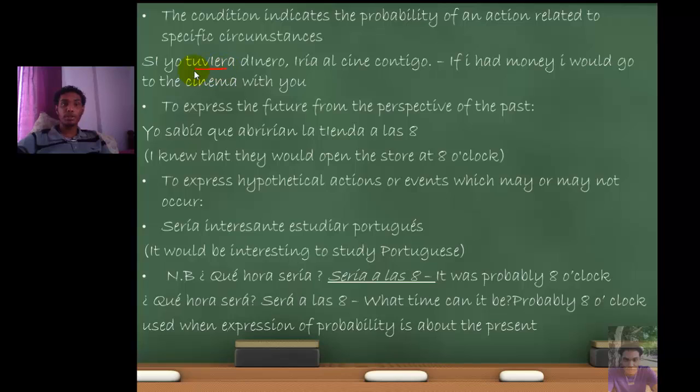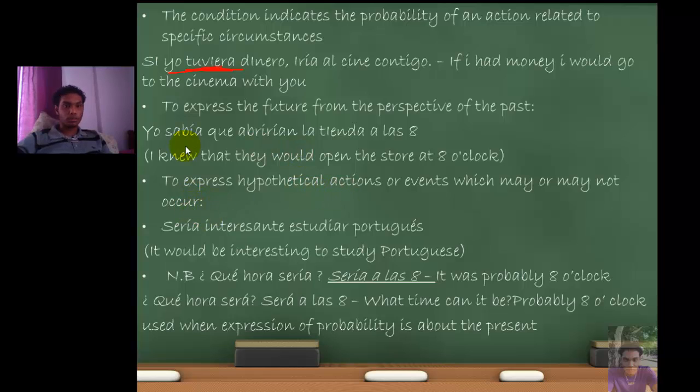This one is very important because it's introducing the subjunctive in the past tense, right? The past subjunctive, tuviera el dinero. So, si yo tuviera el dinero, iría al cine contigo. Please know that it's a normal i, right? So, if I had money, I would go to the cinema with you, right?